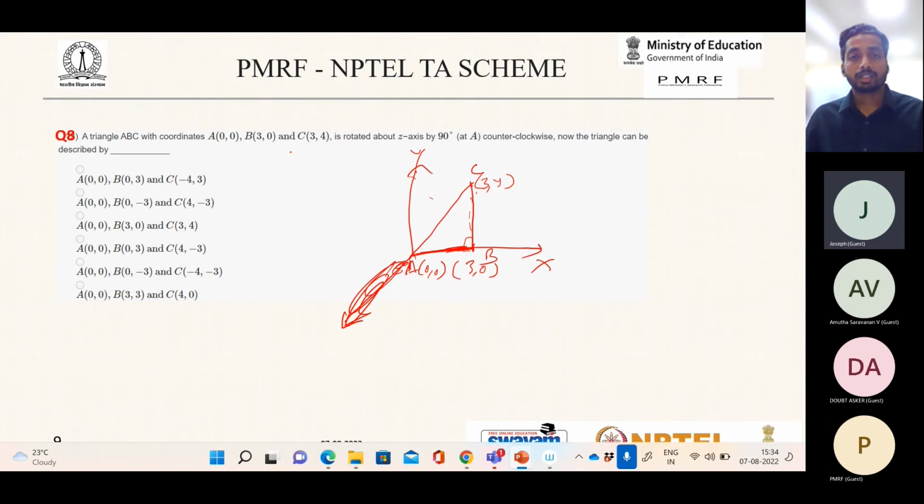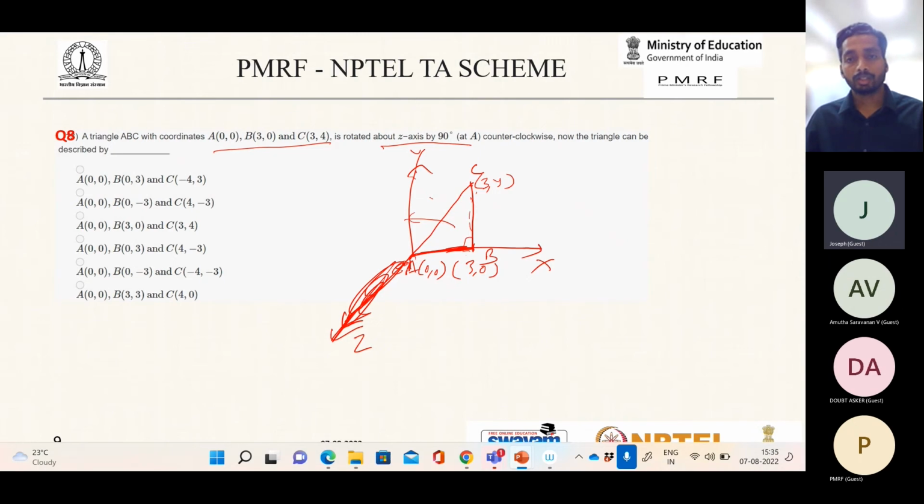Now they're saying that this triangle ABC, which we have drawn here, is rotated about Z axis at A. So this is A. And so let me draw this. So this is Z axis, right? So we are rotating around Z. So if you rotate around Z, this whole triangle will rotate in the XY plane, but it will rotate like this, right?